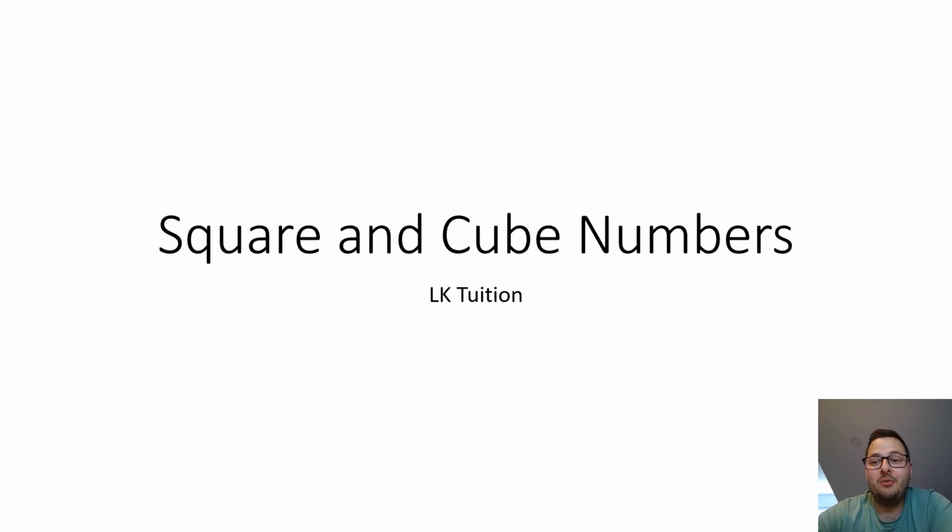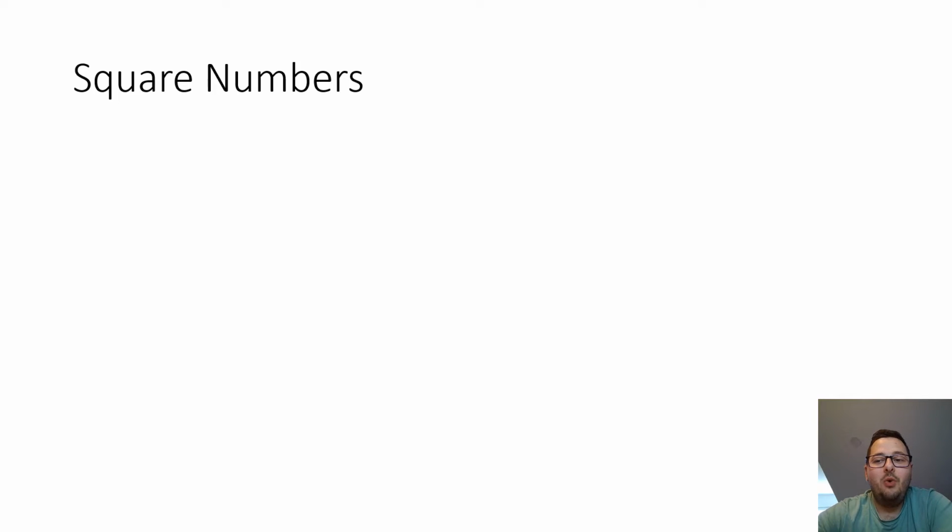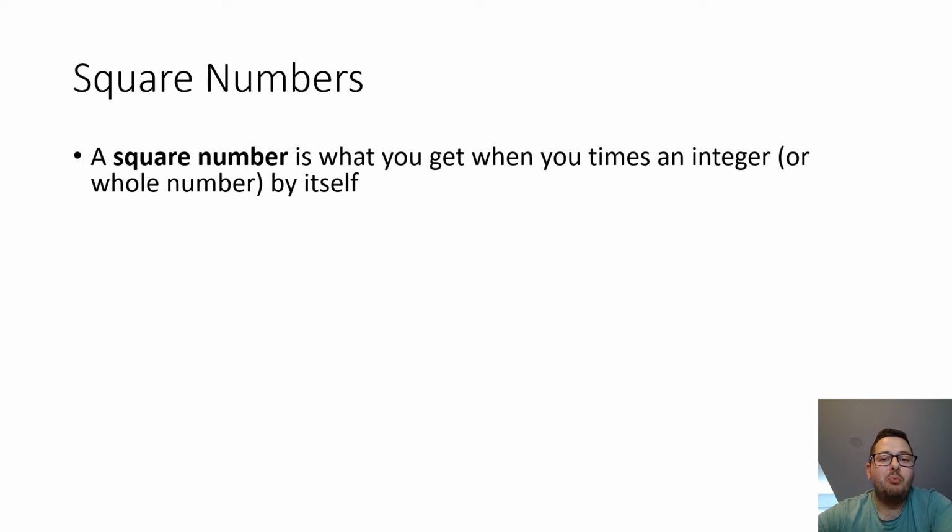Today we're going to be looking at square and cube numbers. So let's get started with square numbers. What is a square number? A square number is what you get when you times an integer or a whole number by itself.